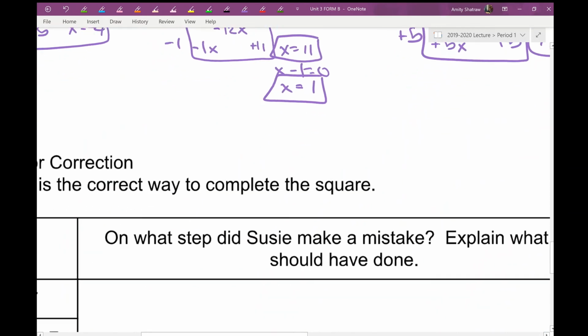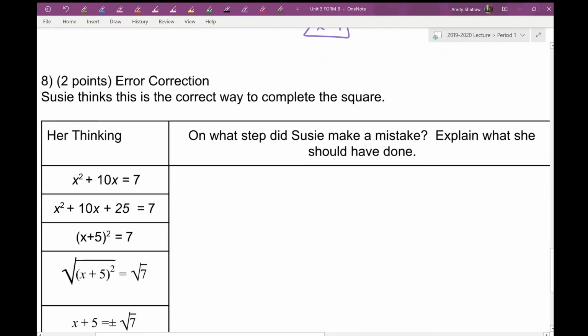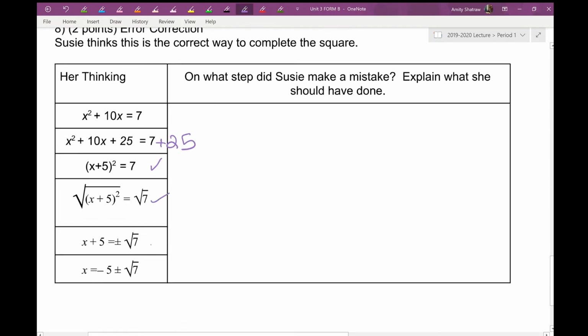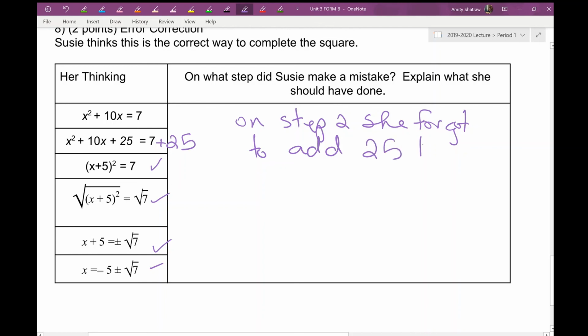Last question here. I wanted you to know that Susie made a mistake because she forgot to add 25 to both sides. That is not what the question will ask when you take the retest, okay? I could ask you about any one of these steps where she may or may not have made a mistake. But you could say on step 2, for this problem, she forgot to add 25 to both sides. For the next test, you need to look in different spots where she might have made that mistake.